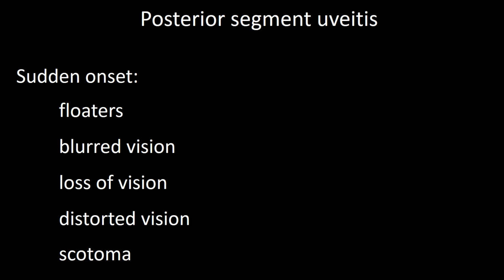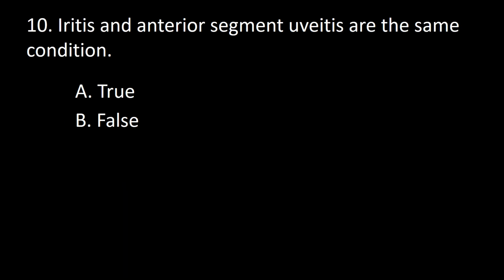Posterior segment uveitis is usually referred to as choroiditis or chorioretinitis. Posterior segment uveitis presents with symptoms such as sudden onset of floaters, blurred vision, loss of vision, distorted vision, and or scotoma. The management of posterior segment uveitis should be done by ophthalmology. An extensive search for cause should be carried out. The eye will not be red unless the anterior segment of the uvea is involved. So the answer to this question is A.